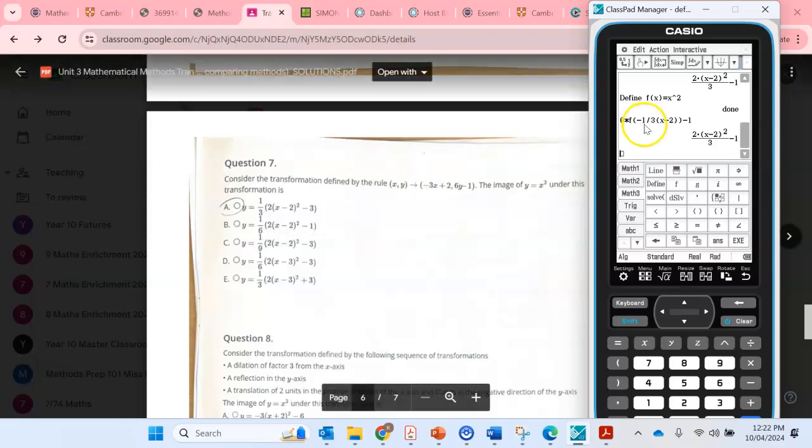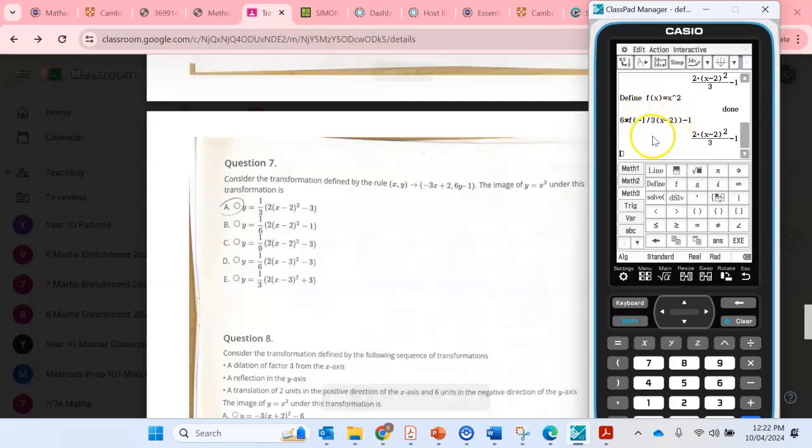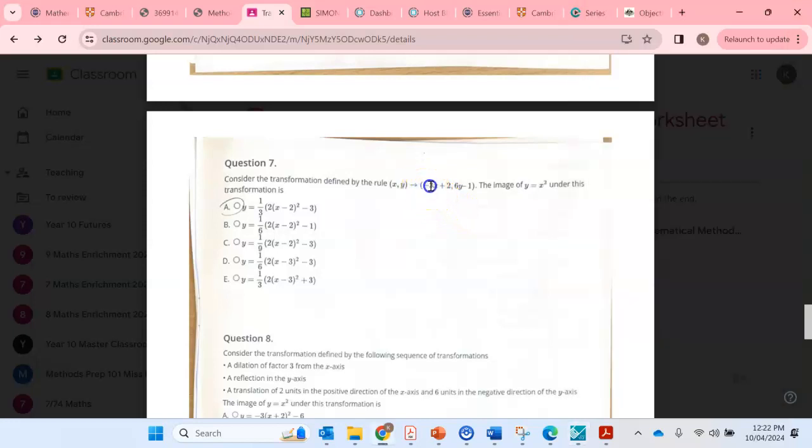If you're struggling to understand what goes inside the bracket, so that negative 1/3 times x minus 2, where the x coordinate is, that negative 3x plus 2 is basically just transposed.